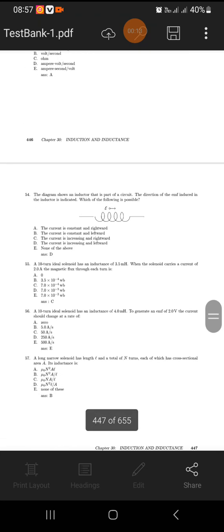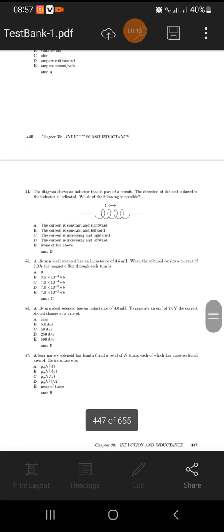And therefore here the diagram shows an inductor that is part of a circuit. The direction of the EMF induced in the inductor is indicated. Which of the following is possible? D is possible. The current is increased and leftward, so the EMF is in the opposite direction. The current is increasing and is leftward.